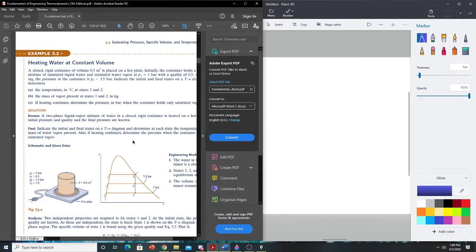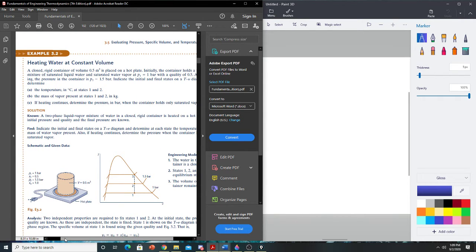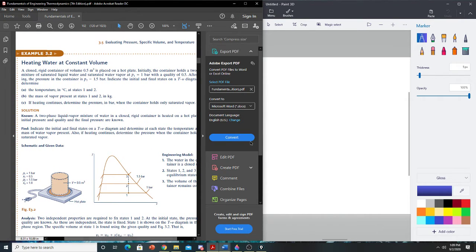Okay. So it says a closed rigid container. So closed rigid container. What does that mean so far? What we have here is a closed system, right? I think you guys would agree. It says it's a closed container. What does rigid mean? What do you guys think rigid means for us?